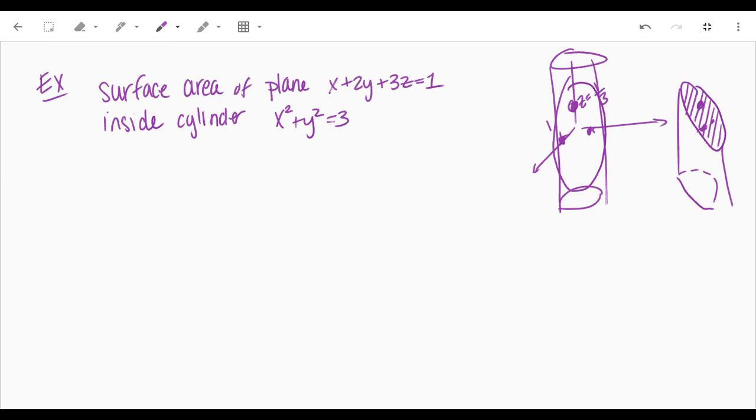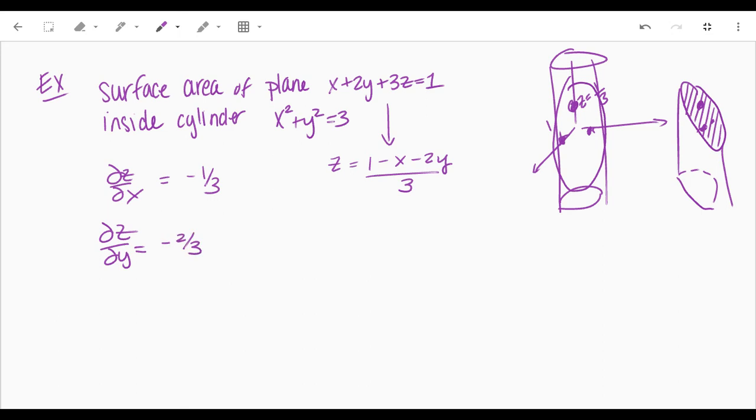All right, so the first thing that we need to figure out is dz/dx, which means we need to solve that for z, right? So we would have z equals (1 minus x minus 2y) over 3. So the derivative of that with respect to x would be negative 1/3, and the derivative with respect to y would be negative 2/3.